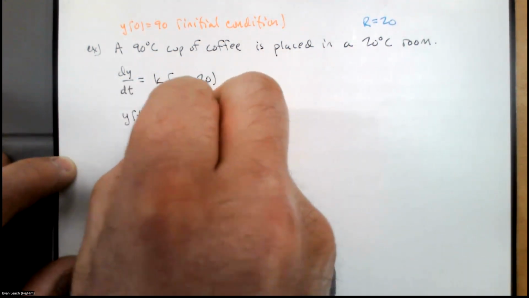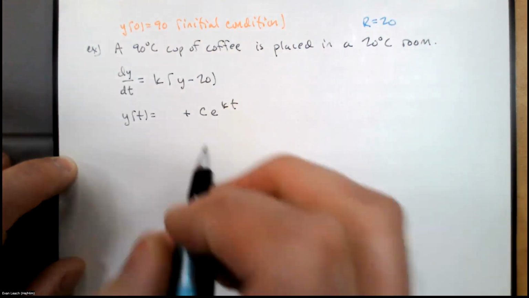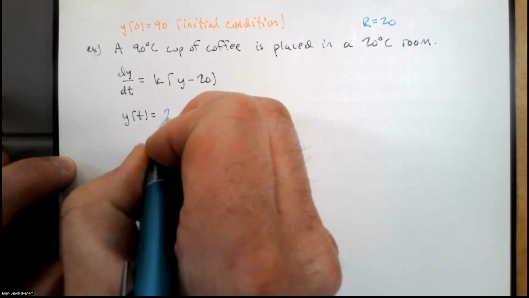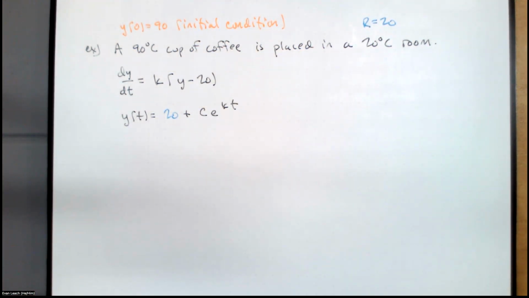In the setup for the problem is where we get the room temperature. Our initial condition is going to let us find what C is, but we need some other piece of information to figure out what K is. How resistant is this coffee to changing temperature?